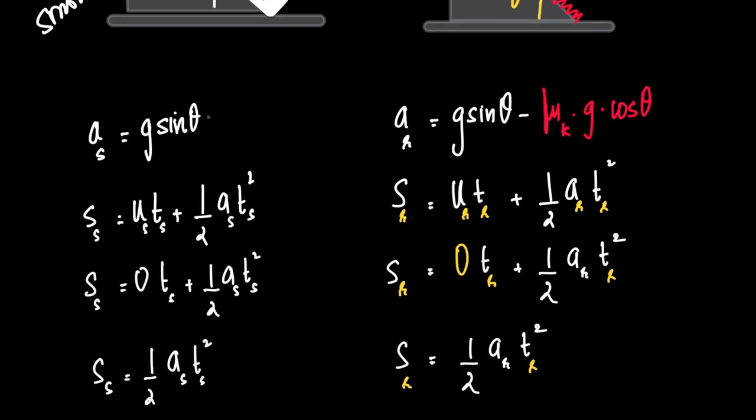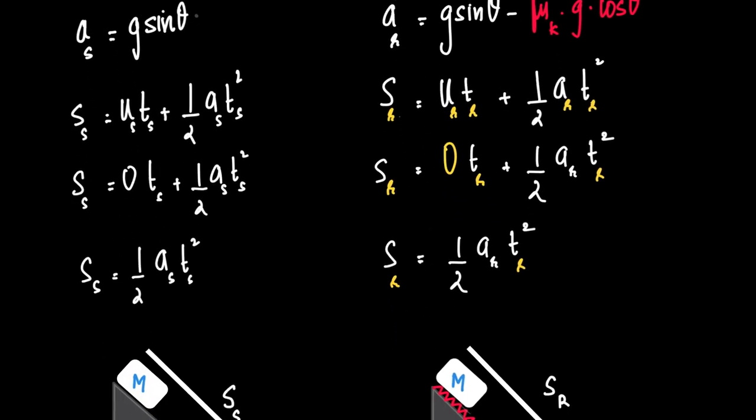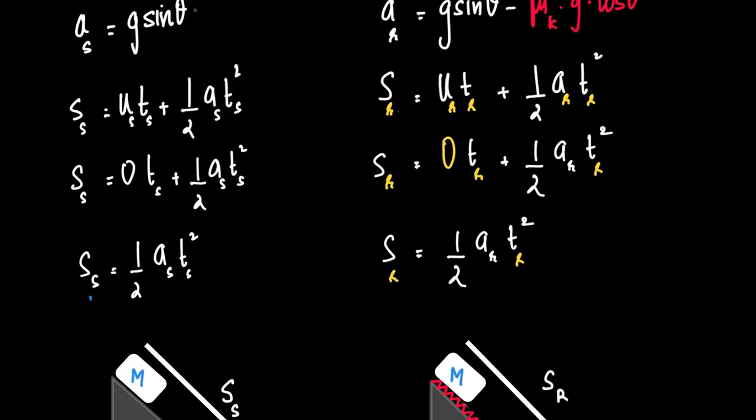Now let's go directly into the solution. We have two accelerations, one along the smooth plane and the other along the rough plane. Displacement along the smooth plane is Us Ts plus half As Ts square. Displacement along the rough plane, SR is equal to UR TR plus half AR TR square. The body is pushed down from rest, which means initial velocity is 0 in both cases, so displacement along smooth is half As Ts square and along rough half AR TR square.